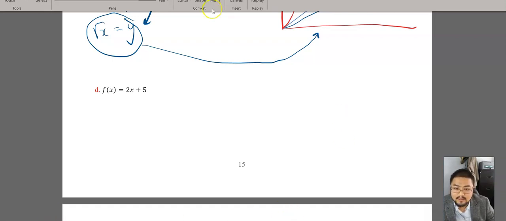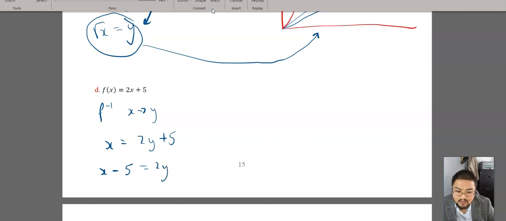So 2x plus 5. I'm going to find the inverse, so f minus 1. I'm going to switch the x and y values together. So that becomes x is equal to 2y plus 5. x minus 5 is equal to 2y. And so y is equal to x on 2 minus 5 on 2. Okay, so this is, just to be more consistent with what we're talking about, going to be f minus 1 of x. Okay, and this is f of x.